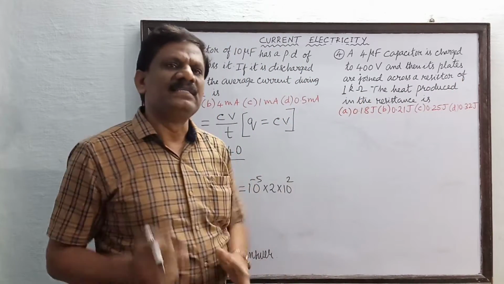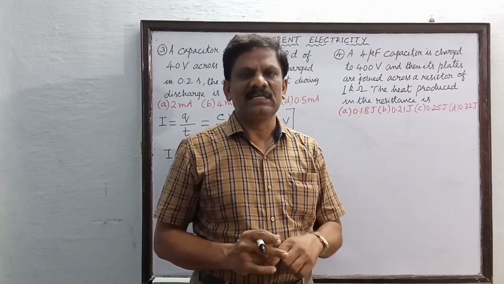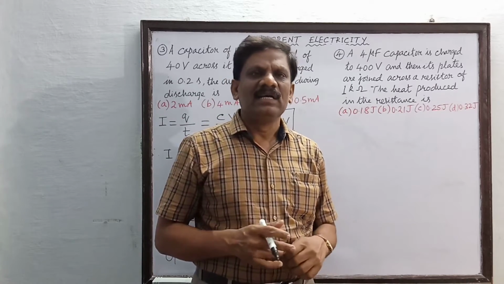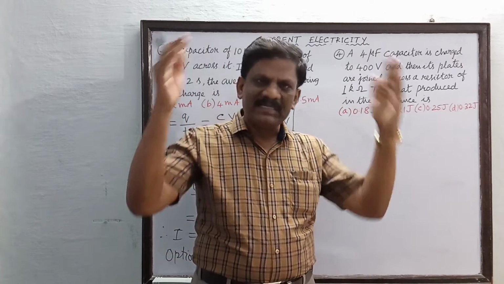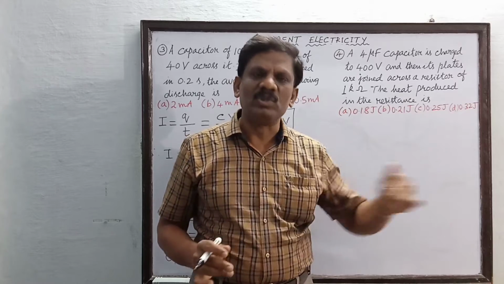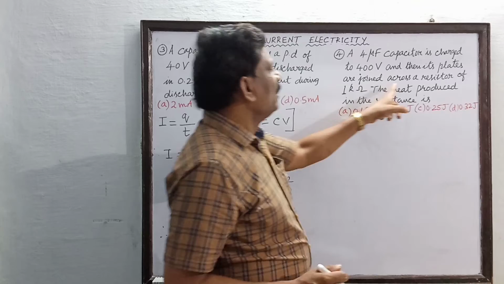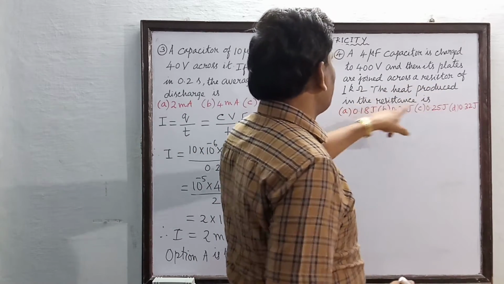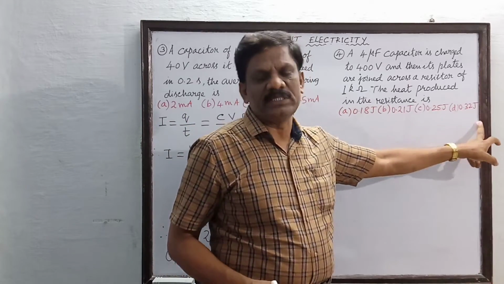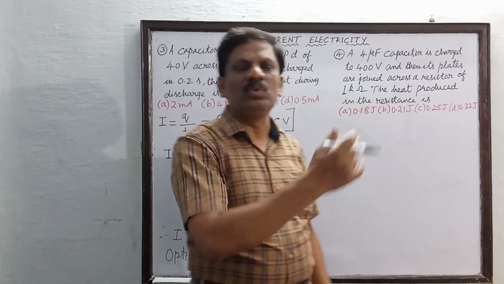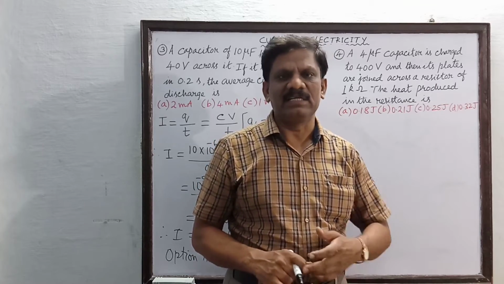So we take a capacitor and connect this to a 400 volt battery and charge the capacitor. Afterwards we remove the battery and connect the capacitor to a resistance, so that the capacitor will again discharge and current will flow through the resistor. Now the heat produced in the resistance is asked. The heat produced in the resistance is one of the four options. So when charges flow through the resistance, heat will be produced according to Joule heating effect.